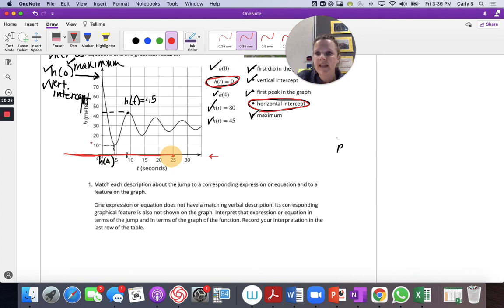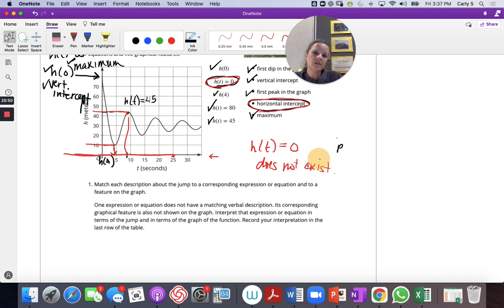But it doesn't. Like h of t equals 10, t equals 4. H of t equals 45, t equals, I don't know, about 8. Okay, but h of t equals 0 does not exist. Our horizontal intercept, there isn't one. What would that mean if there actually were one?